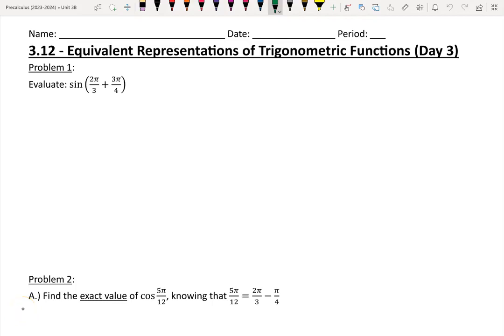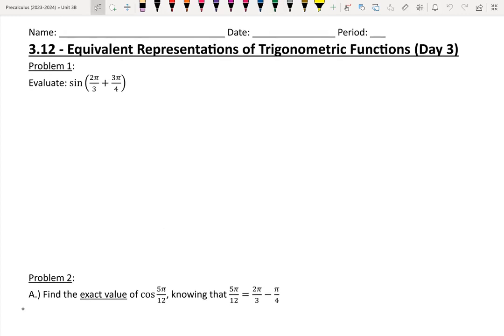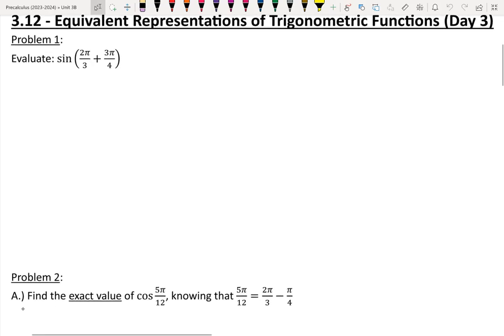We're going to look at 3.12, day 3. So in day 3, we are going to be using primarily our sum and difference formulas to be able to evaluate some trig values. So let's go ahead and look at our first one, problem number 1. Just jump right into a problem.